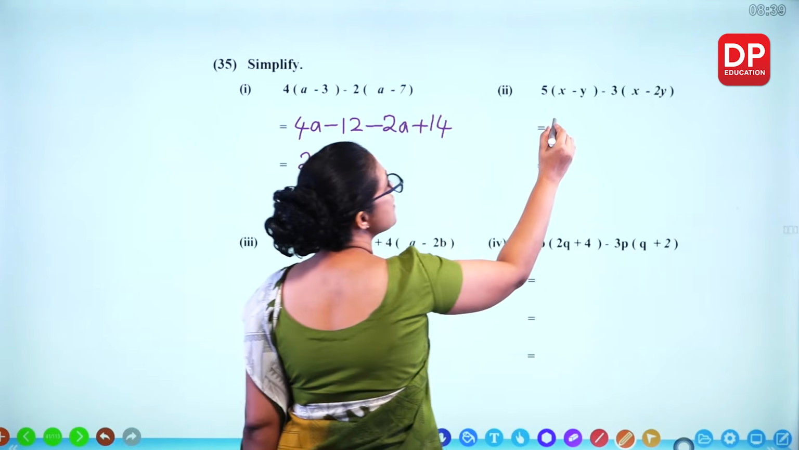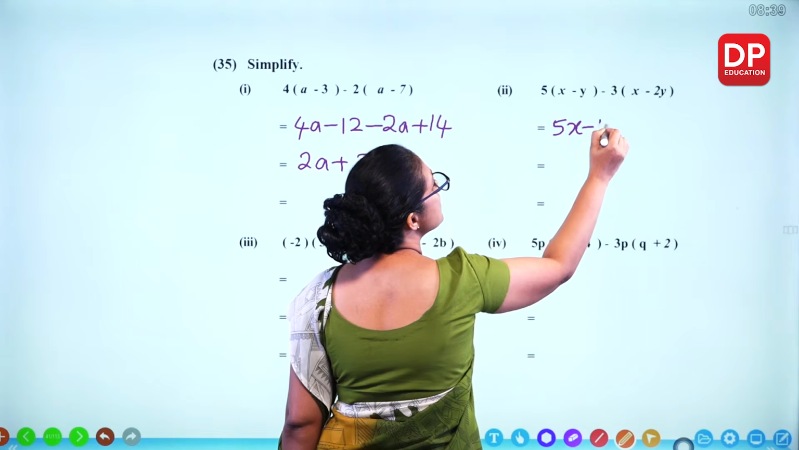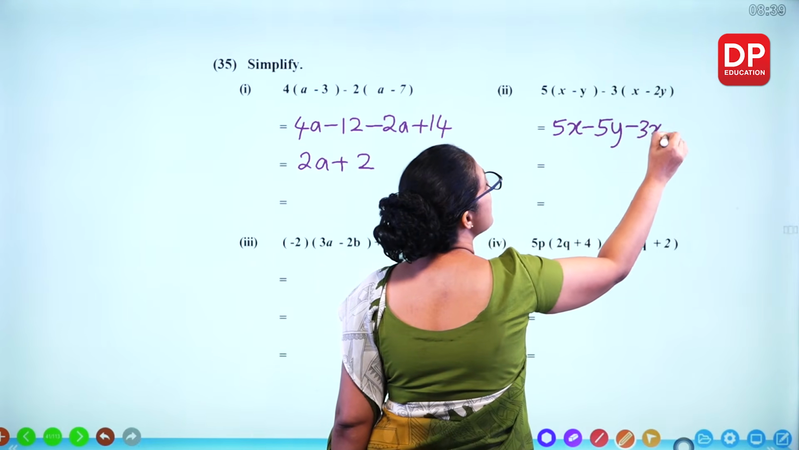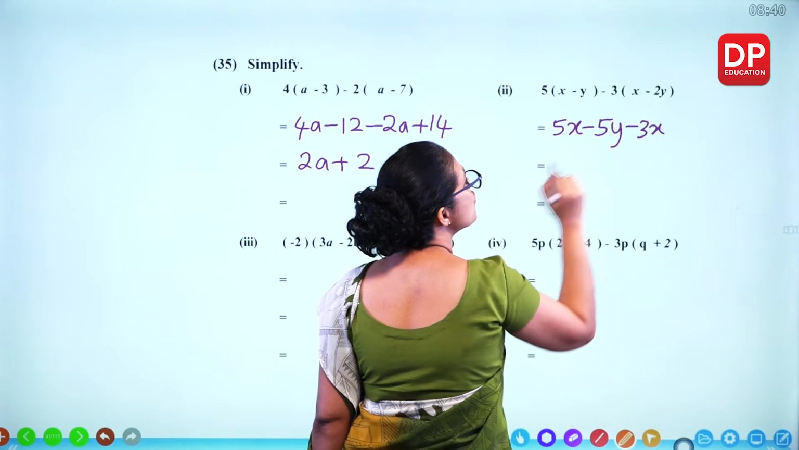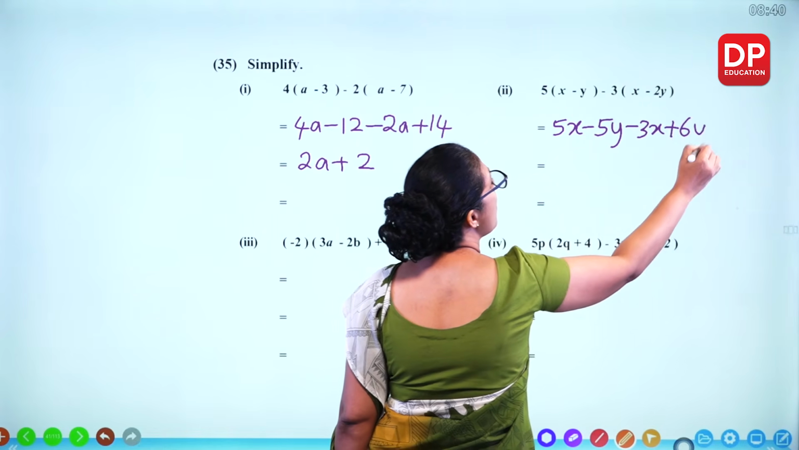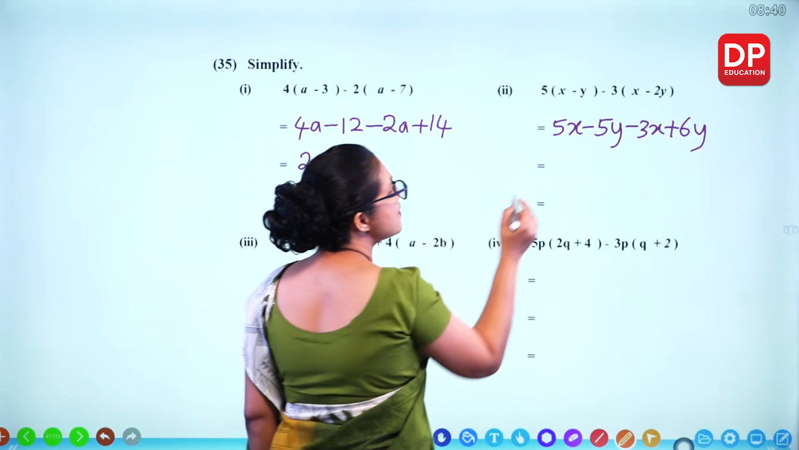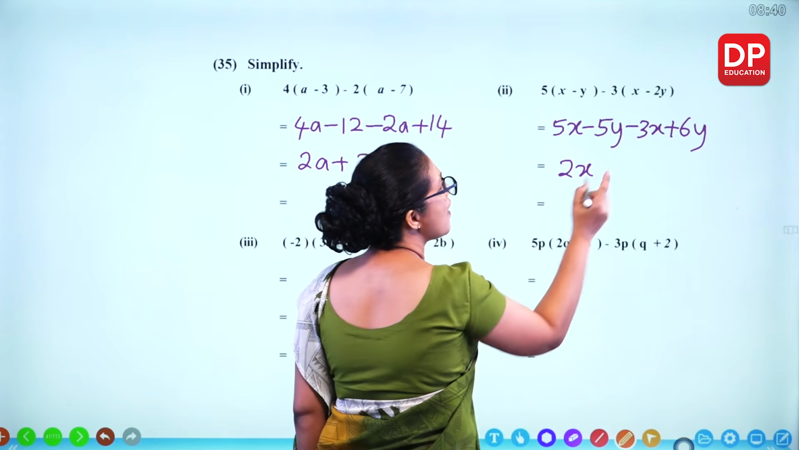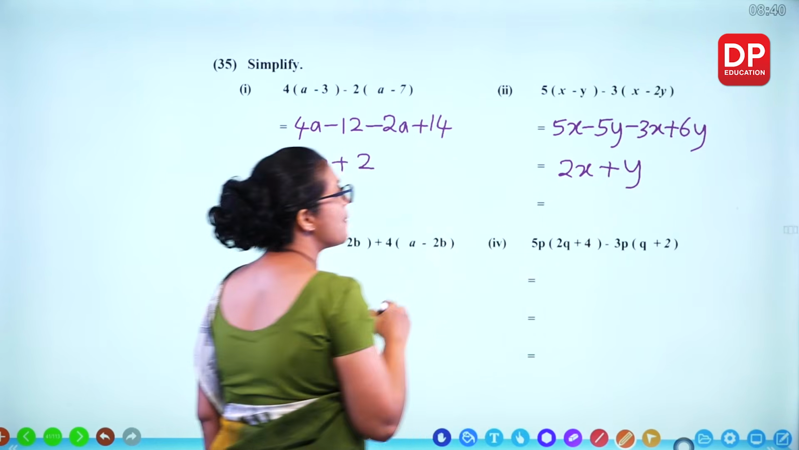Open brackets first, 5x minus 5y. Minus 3 times x, minus 3x. Minus 3 and minus 2, you get 6y. 5x and minus 3x, 2x. Minus 5y and plus 6y, you get y.